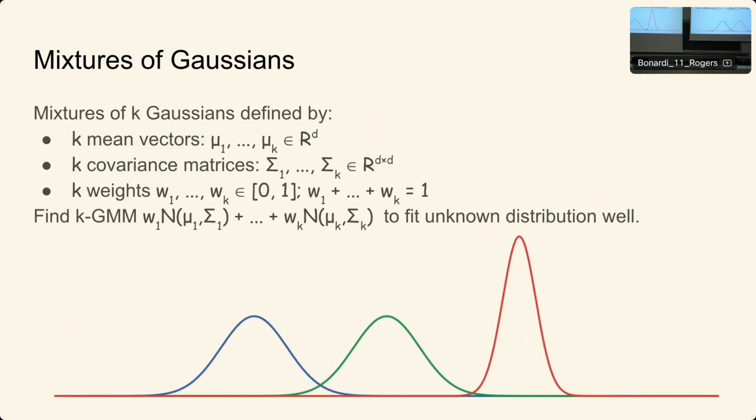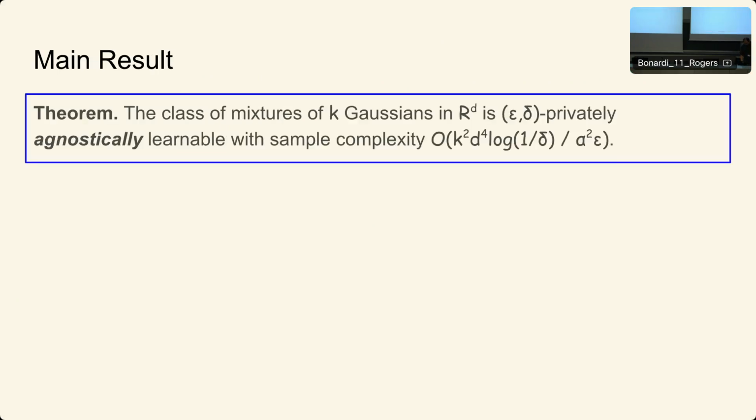Okay, and just as a reminder of what mixtures of Gaussians are, Gaussians are parameterized by a mean vector and a covariance matrix, and mixtures of Gaussians is just that you take a convex combination of them. If it's a mixture of K Gaussians, then you just take K convex combinations.